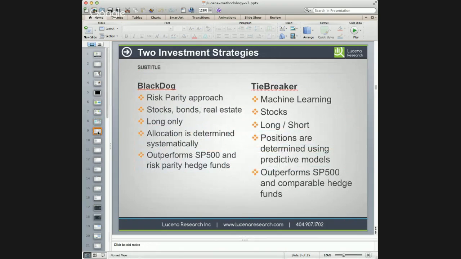Okay, I'm going to tell you about two strategies that we've developed at Lucena. One of them is named Black Dog. The other is Tiebreaker. Black Dog is a risk parity approach. I'll tell you about risk parity in just a moment. But at a high level, or giving a little bit of history of risk parity, the largest hedge fund in the world, Bridgewater, their flagship fund called the All-Weather Fund uses risk parity. And the idea was, I don't know if it was originally created by Ray Dalio, but he popularized it with his hedge fund. And I'll explain a little bit more depth about that in a moment.